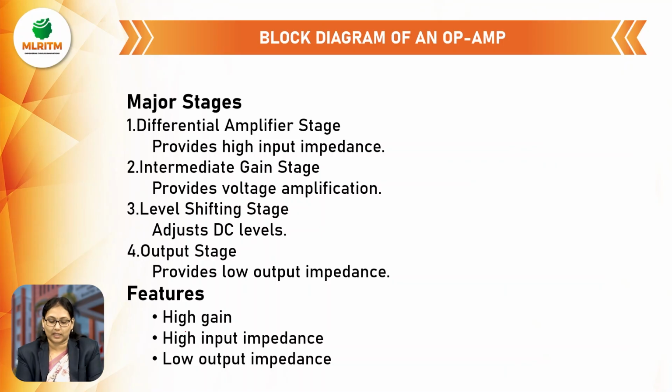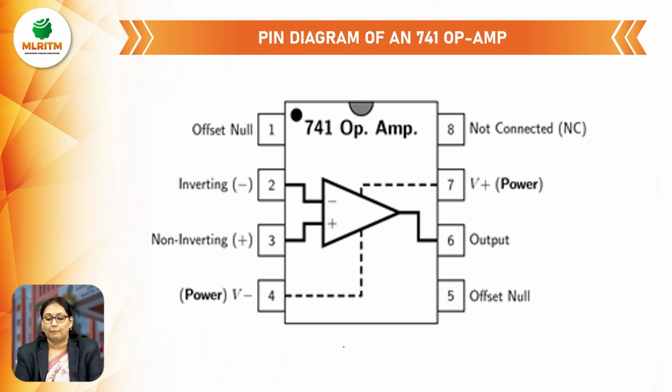Operational amplifier main features are high gain, high input impedance, and low output impedance. Next, coming to the pin diagram of the 741 operational amplifier. The 741 operational amplifier is an 8-pin op-amp. Here the first pin is offset null, the second pin is the inverting terminal, the third pin is the non-inverting terminal, the fourth pin is the negative power supply, the fifth is offset null, the sixth pin is the output, the seventh pin is the positive power supply, and the eighth one is not connected. This is about the pin diagram of a 741 operational amplifier.